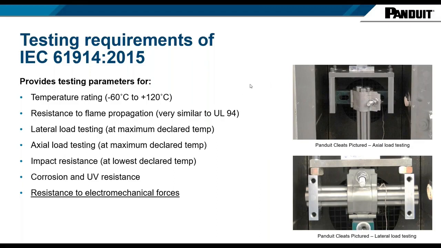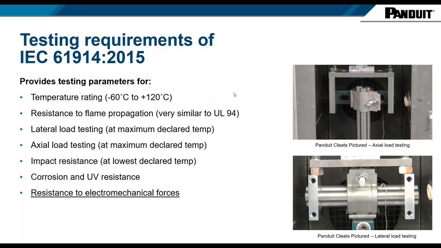We don't just look at forces during a short circuit. We look at many other different characteristics of that cable cleat. So we rate our cable cleat for temperature, -60 up to +120, and carry out various tests at that low or high temperature. We check for resistance to flame propagation. So if there is a fire, will this cleat contribute to the spread of flame? It's very similar to UL 94, where we basically hold a flame against the cleat, allow any polymer to drop onto a piece of paper, and we check for self-extinguishing properties and that sort of thing.